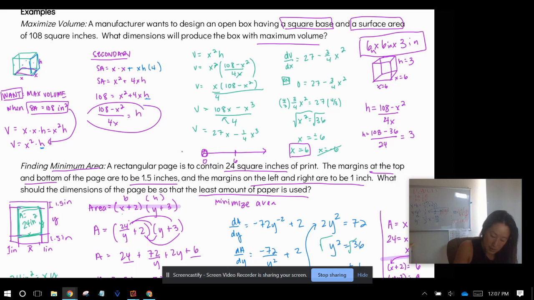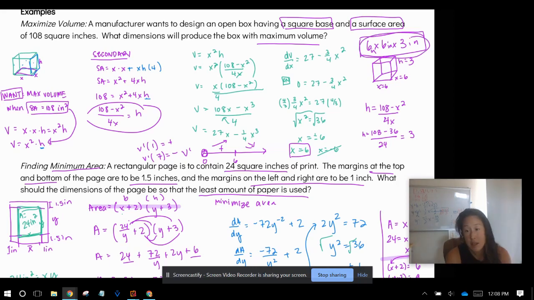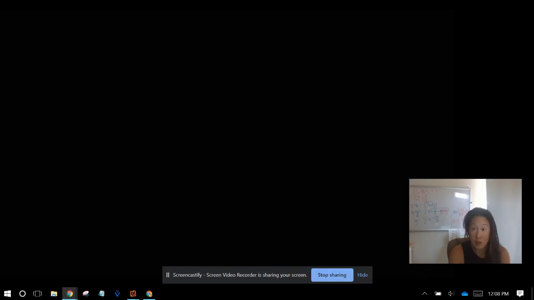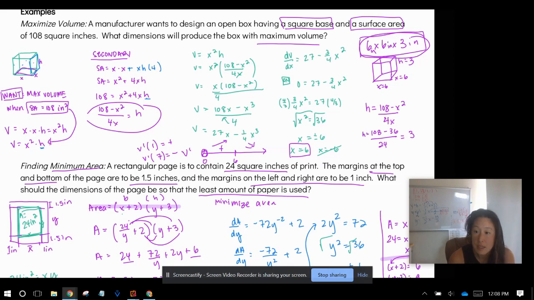So this is v prime. And when I plug in something like v prime of 1, I get a positive out. And if I plug in v prime of 7, I get out a negative. So we are increasing, then decreasing. So these dimensions will maximize the volume, not minimize.